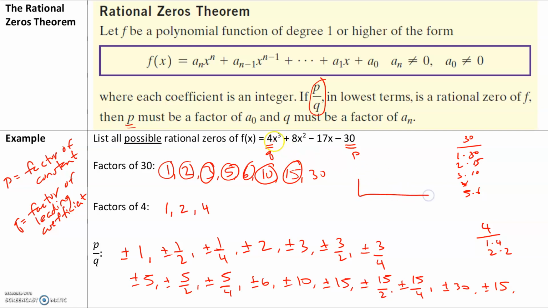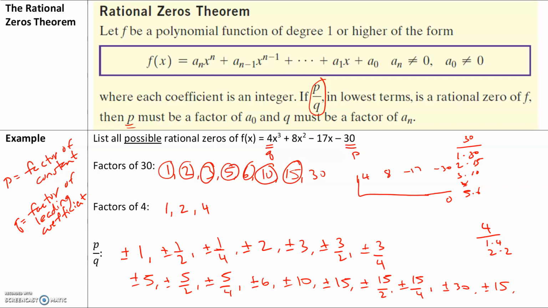So we would have 4, 8, -17, and -30, and then start with like 1 or -1, and literally test every single one of these until we get a 0 remainder. That could take forever. So we're not going to do that. We're going to use a shortcut because we have technology.